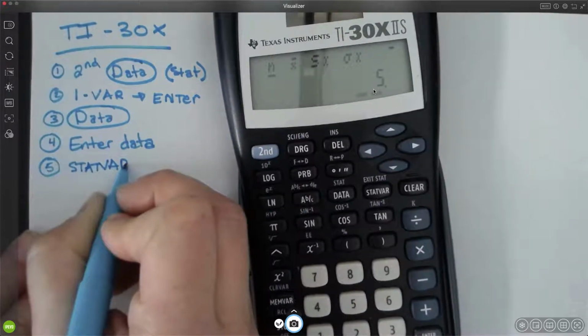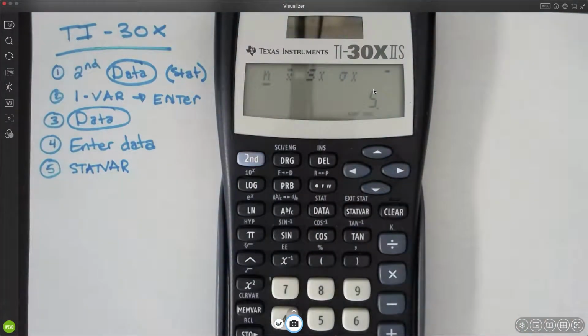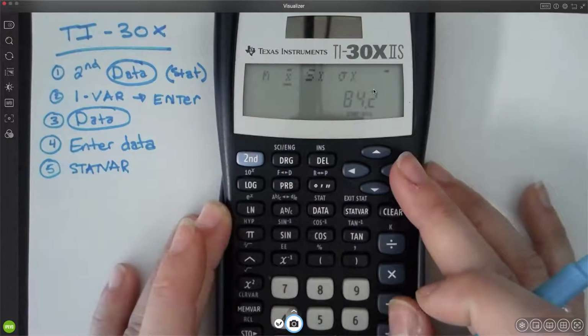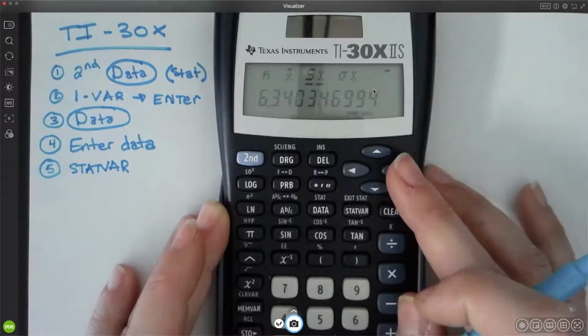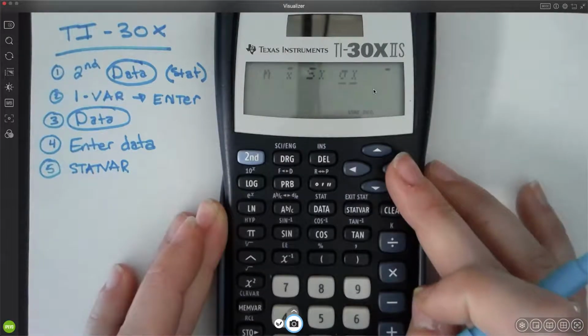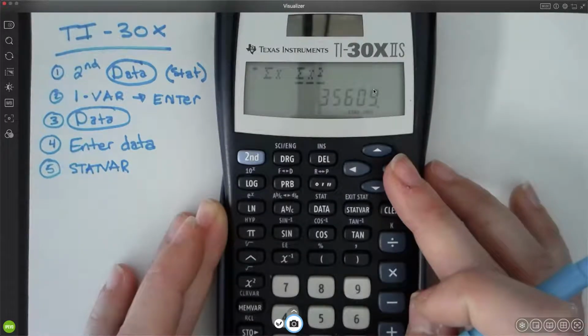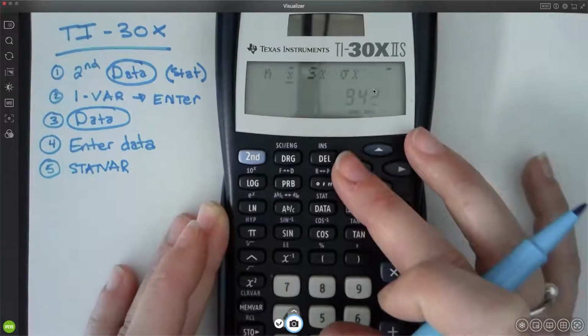Stat var button. Okay, N. It shows up right away as N. What does N mean? It says there's 5. That means I entered 5 numbers in. If you go over, X bar, 84.2. Didn't it tell me that? Okay, S is 6.34. And then all this other stuff you don't really care about. That's for a different day. But those 3 things, it has X bar and it has S.